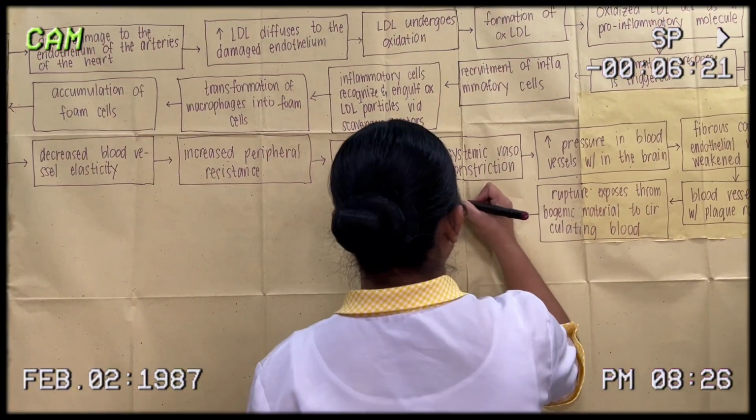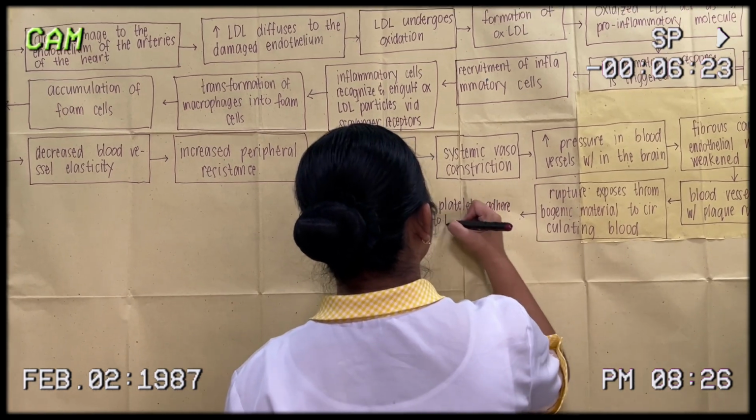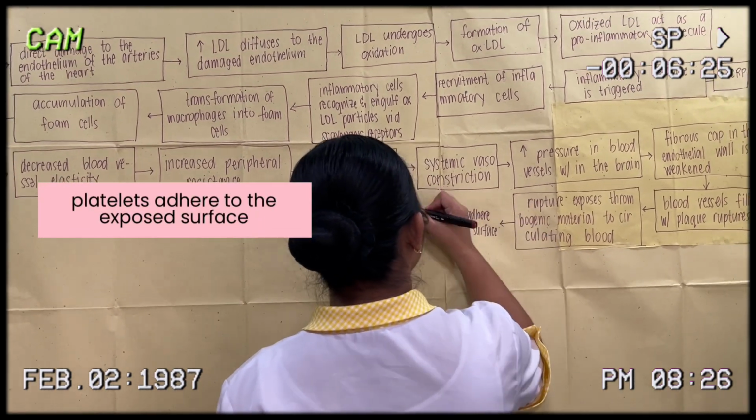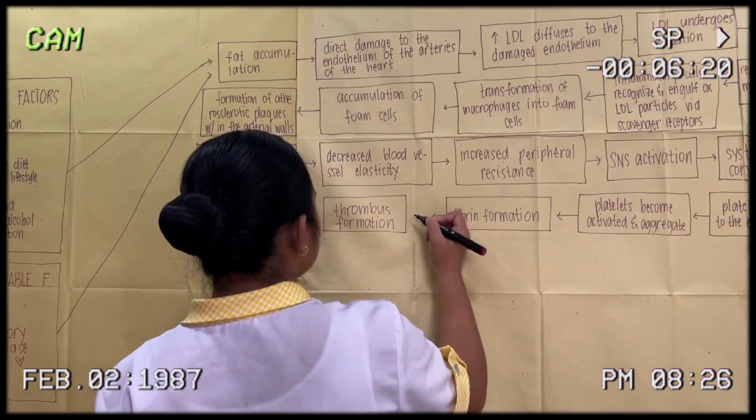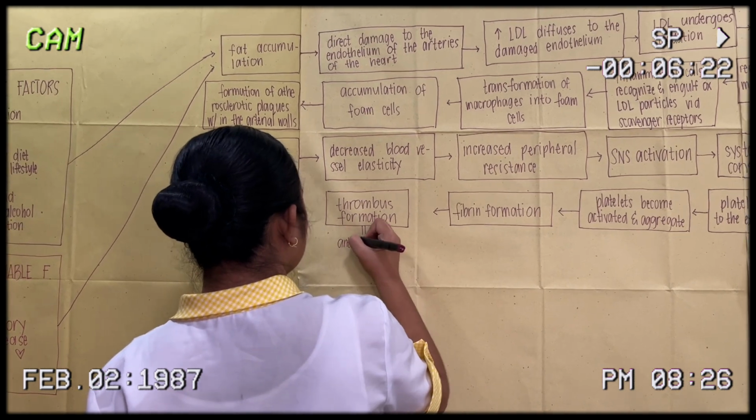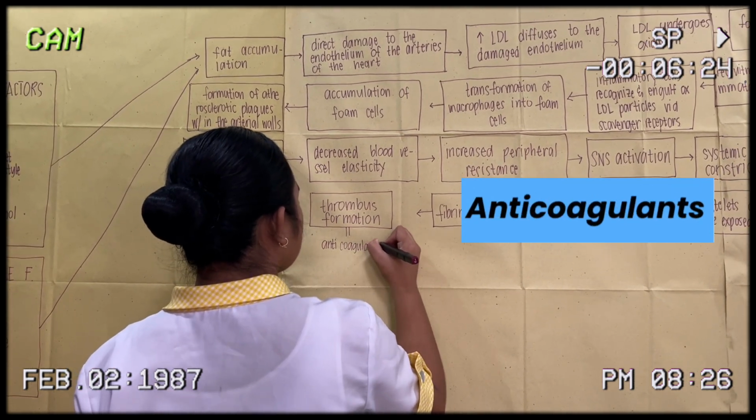When a plaque ruptures, it exposes thrombogenic material such as collagen to circulating blood, which activates platelets to adhere to the exposed surface. These platelets become activated, aggregate, and work with clotting factors to initiate fibrin formation, leading to thrombus formation. A thrombus or blood clot can obstruct blood vessels, causing ischemia or tissue damage, which is why anticoagulants are given to avoid further clotting.